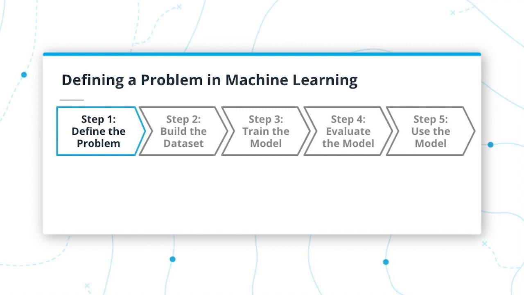The first step in the machine learning workflow is to define the machine learning problem you're trying to solve. You might be wondering, how do we even start to define a machine learning task? First, we define a very specific task. Think back to our snow cone example.